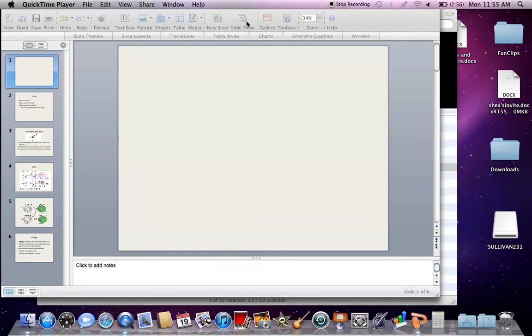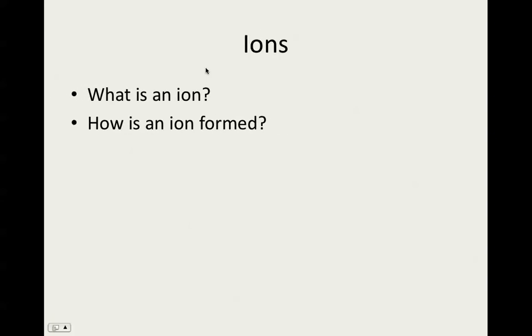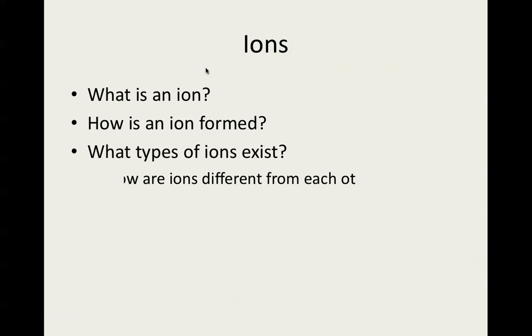Okay, today we're going to be talking about ions. We're going to discuss what an ion is, how an ion is formed, what types of ions exist, and how one ion is different from another ion. There's two different types of ions, and we'll discuss that as well.